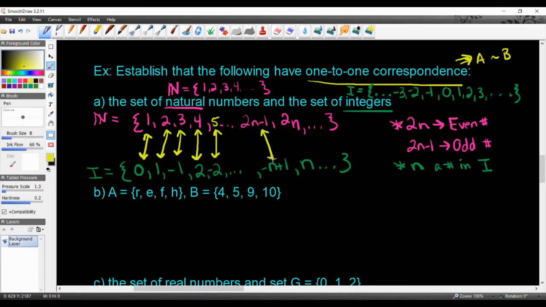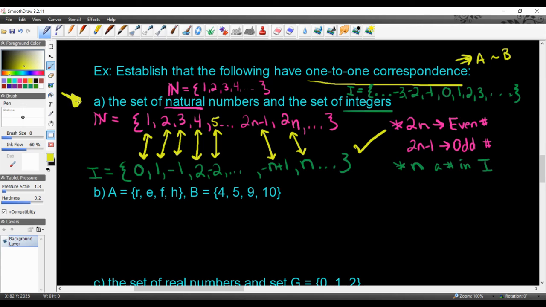These two match, and these two match. And it goes on forever. So we have in fact proved that the set of natural numbers and the set of integers have a one-to-one correspondence, which means that they're also equivalent. Okay? This is actually one of the more difficult problems. So if you didn't understand it completely, that's okay.